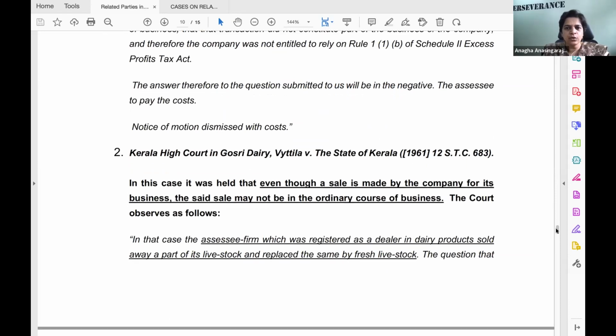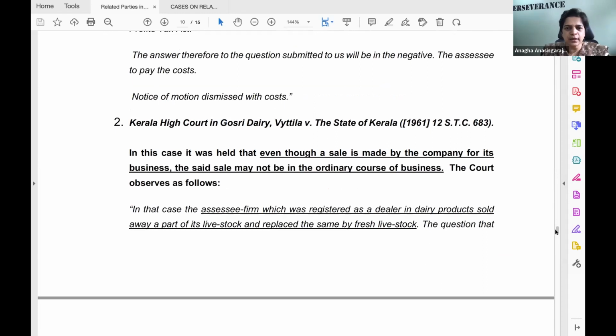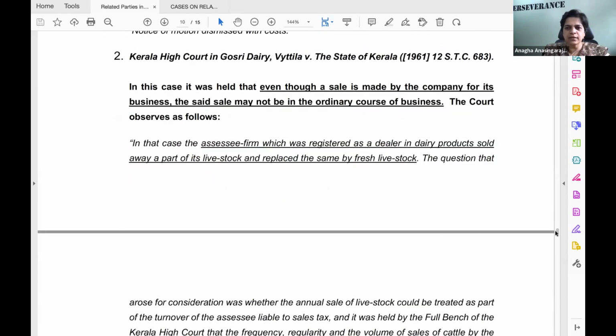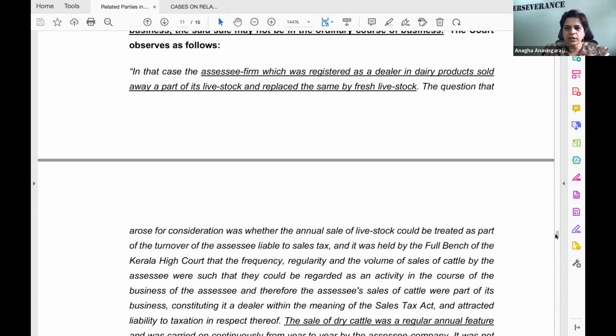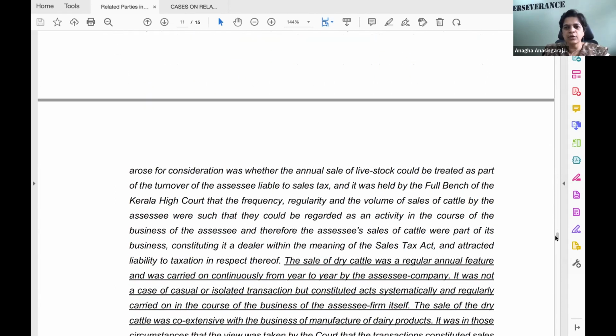So in the Kerala High Court judgment, in this case, it was held that even though a sale is made by the company for its business, this sale may not be in the ordinary course of business. The court made this observation: the assessee firm, which was registered as a dealer in dairy products, sold away a part of its livestock and replaced the same by fresh livestock. Then the question which arose was whether this annual sale of livestock could be treated as a part of the turnover of the assessee liable to sales tax.